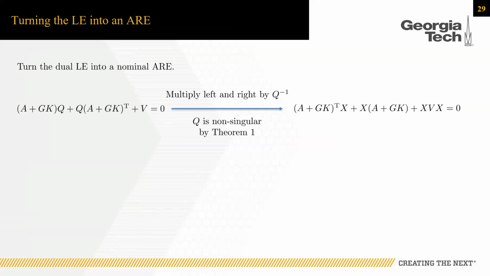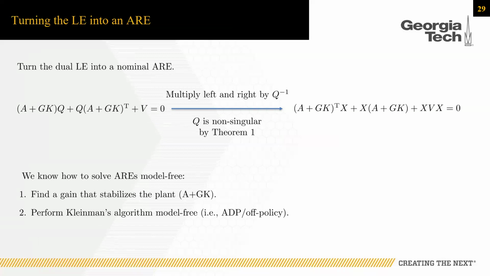So what I do here is I multiply left and right by Q inverse, okay? Of course, by the theorem, Q is non-singular, so I can do that, okay? So if I do that, then you see that my transpose is appearing on the right side, okay? So now I can solve this, right? I can just put it in any algorithm that we have done in the past, and I can solve it model-free, okay? So you will see how we can do that.